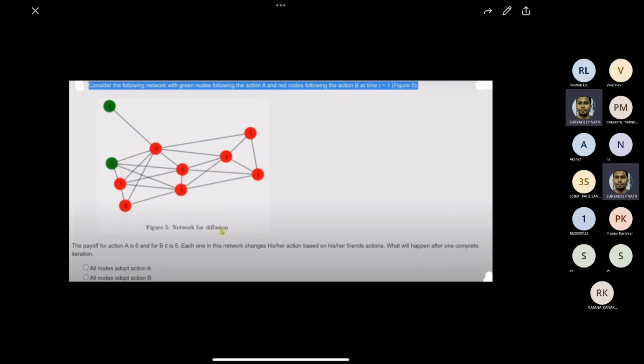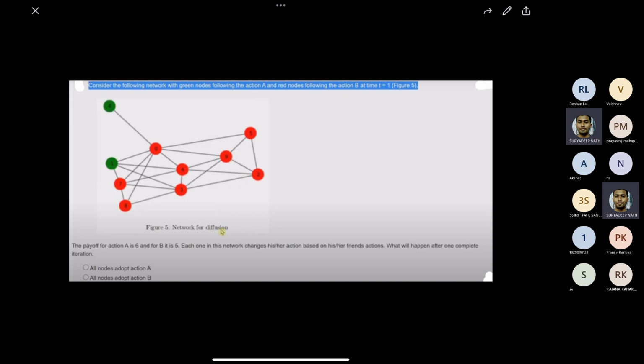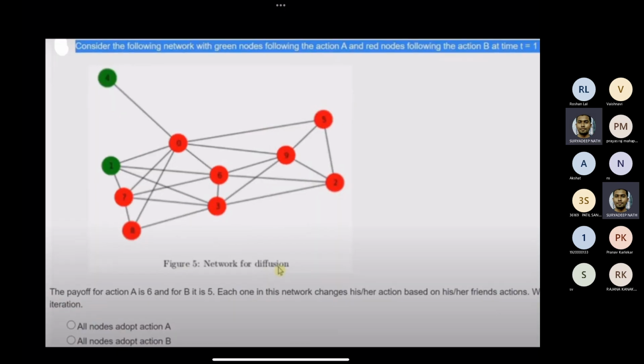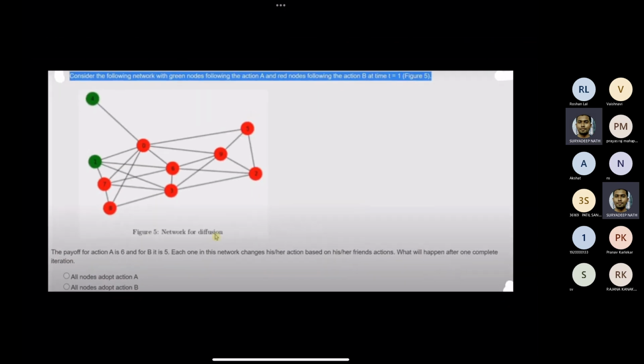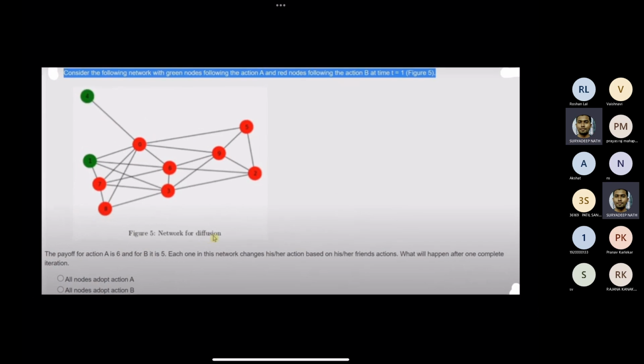Coming to the next one, consider the following network with green nodes following the action A and red nodes following action B at time t equal to 1. So the payoff of action A is 6 and B is 5. Each one in this network changes his or her reaction based on his or her friend's action. What will happen after one complete iteration? So there are only two nodes with action A and the rest with action B.